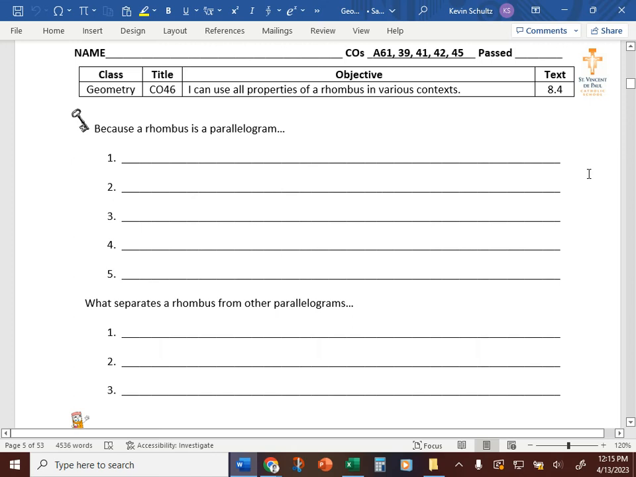Today, geometry, we are going on to CO46 today, which is talking about a rhombus. And a rhombus is a type of parallelogram, but it's a subset, right? There are those 5 things that we talked about in the last objective 45 that is true for all parallelograms. So each of these 5 things we know is going to be true for a rhombus also.